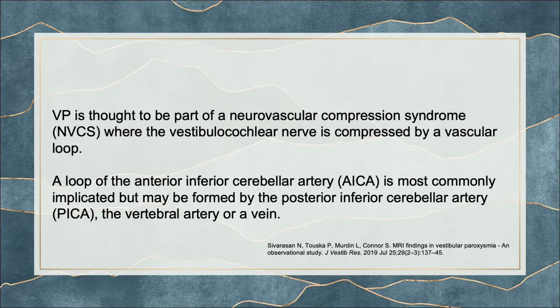Vestibular paroxysmia is thought to be part of a neurovascular compression syndrome, where the vestibulocochlear nerve is compressed by a vascular loop. A loop of the anterior inferior cerebellar artery, or AICA, is most commonly implicated, but may be formed by the posterior inferior cerebellar artery, the vertebral artery, or a vein.